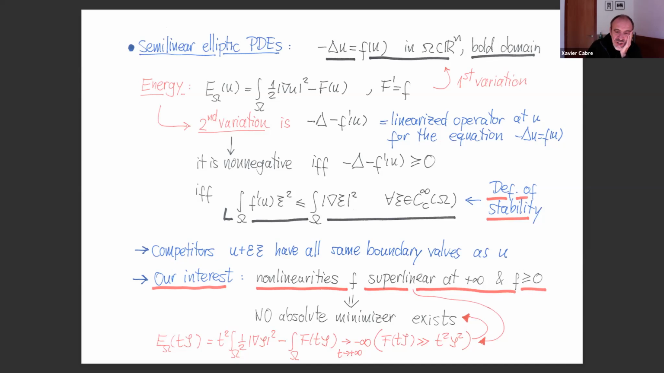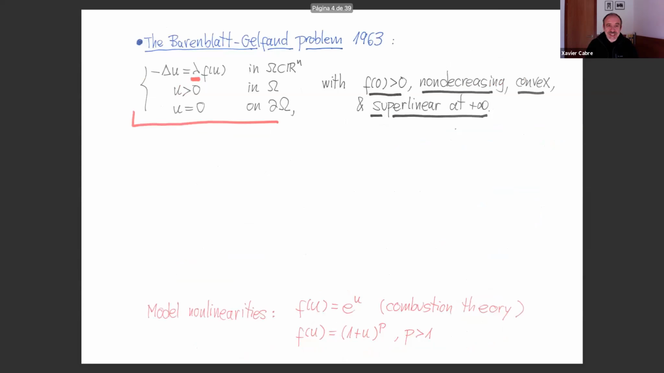In particular, for these nonlinearities, no absolute minimizer exists, of course, because the first term in the energy is quadratic, while the second term at infinity grows faster than quadratic, because the nonlinearity grows faster than linear, and therefore the functional is unbounded below along any ray. Take any function xi with compact support, make any ray, and the functional becomes unbounded. So there are no absolute minimizers, but as we will see, there will be local minimizers, and therefore the class is non-empty, and we will see this in a second.